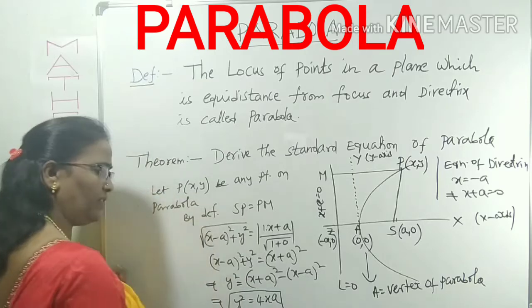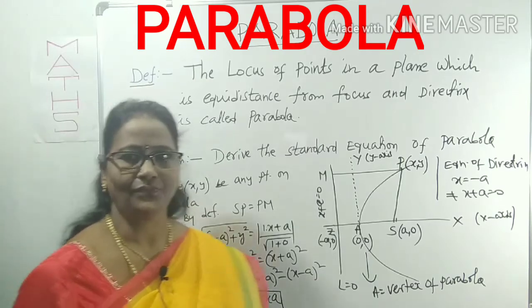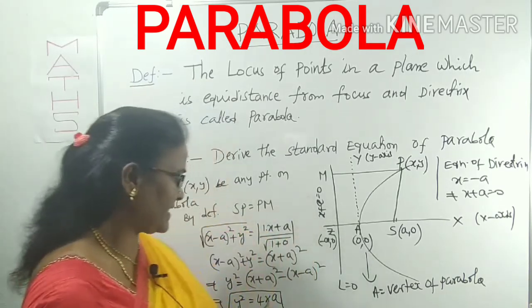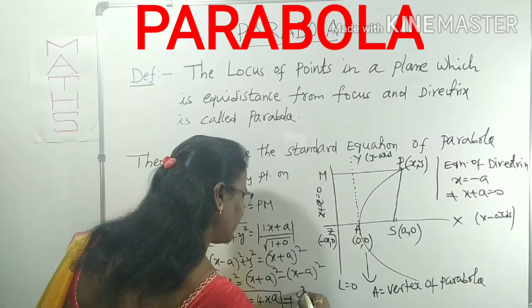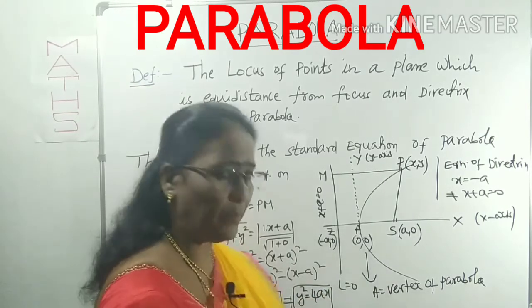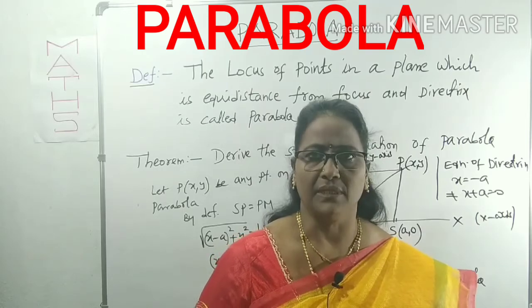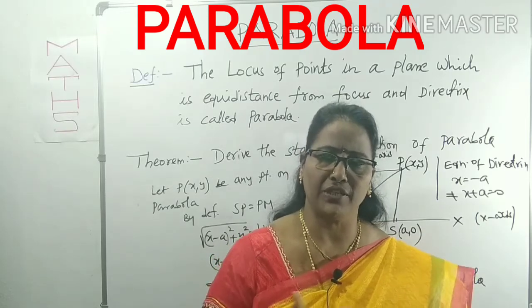That's it. This is the derivation part of the parabola. I have written 4x, maybe 4ax also we can write. Therefore, what is the standard equation of parabola now? Y square is equal to 4ax. It's very important, very simple and easy also. But this is a long answer type question, easily can follow.